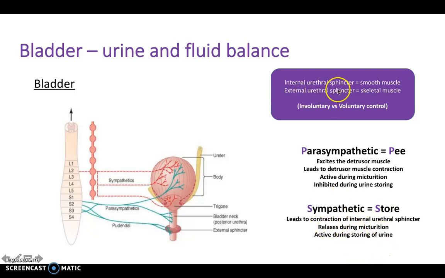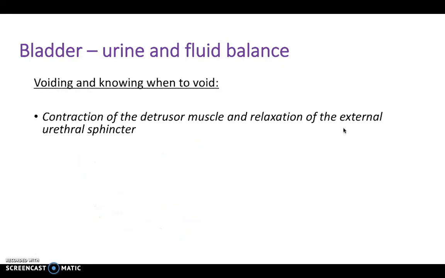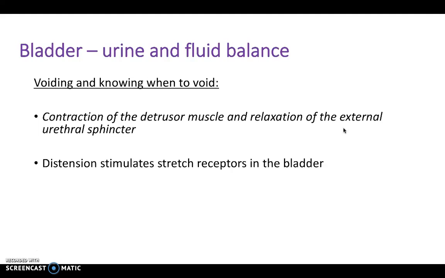So the internal urethral sphincter is a smooth muscle and under involuntary control. We can't do anything about that. It's parasympathetic, sympathetic control. However, lower down we have the external urethral sphincter, and this is skeletal muscle, so under voluntary control. And therefore we can choose to a degree up until when we excrete urine, when it's socially acceptable. In terms of voiding and knowing when to void, the contraction of the detrusor muscle and relaxation of the external urethral sphincter is what causes voiding.